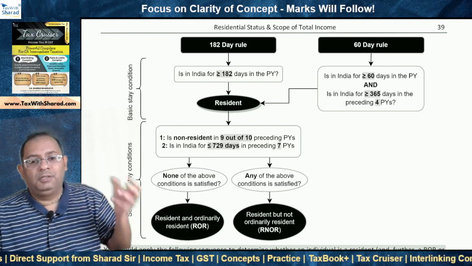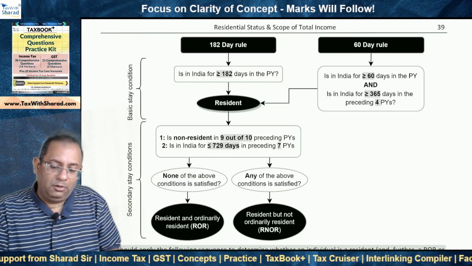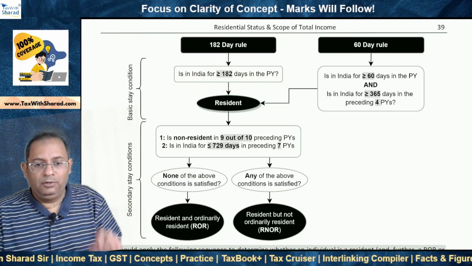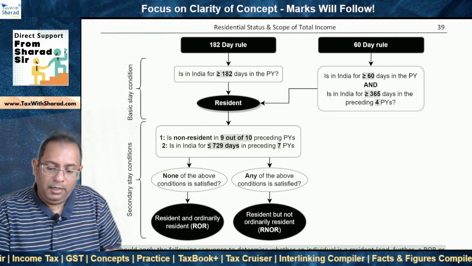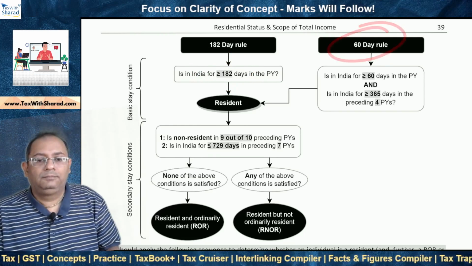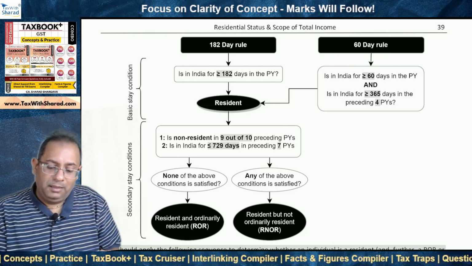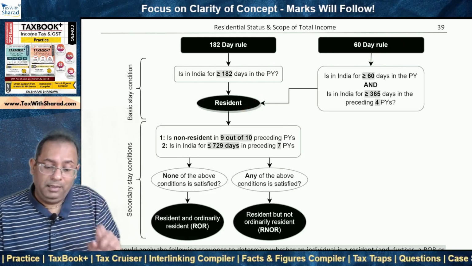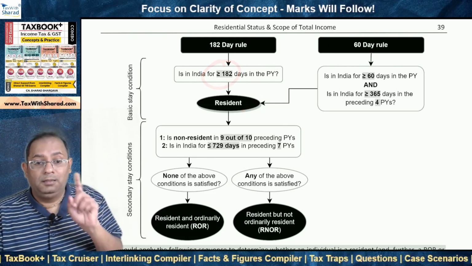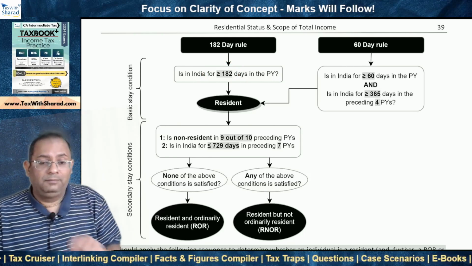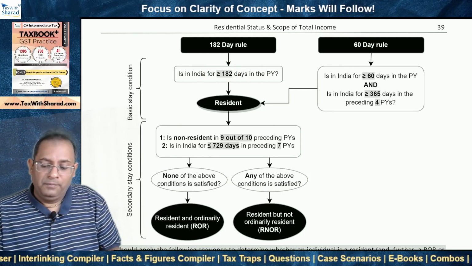And that's why, to capture such cases where the person is not meeting the 182-day rule criteria to become a resident, there is an alternative rule, which is a 60-day rule. So there they say the person will still be treated as a resident even if he is less than 182 days in the current previous year, provided two conditions are satisfied.